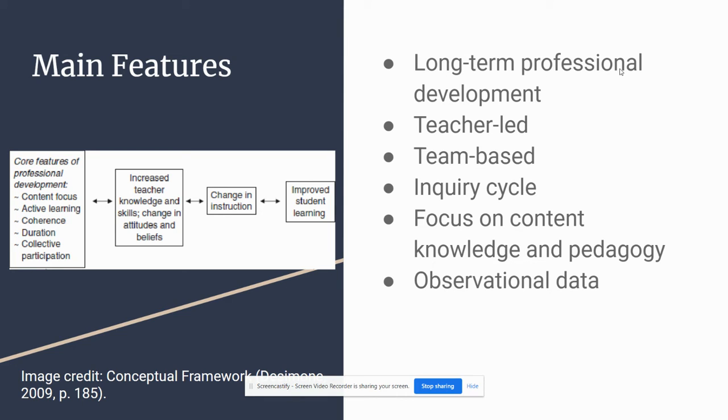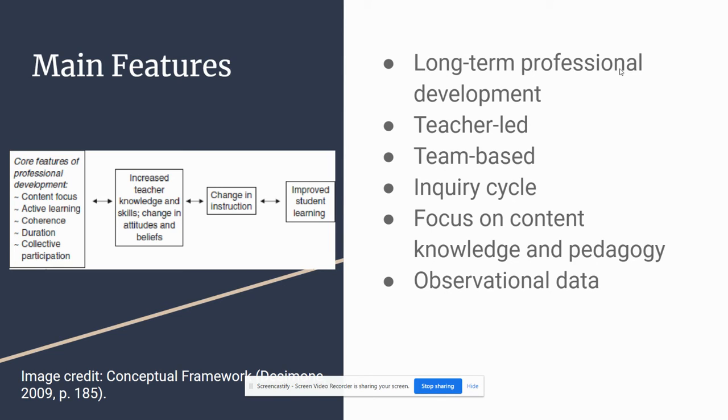The teachers are the ones that decide what their content is going to be focused on. They decide, they find the research, they do the discussions, they create the lessons, and they analyze the data afterwards. It is team based. So there is no one person who's in charge and the other follows. It is all everybody working together as a team.